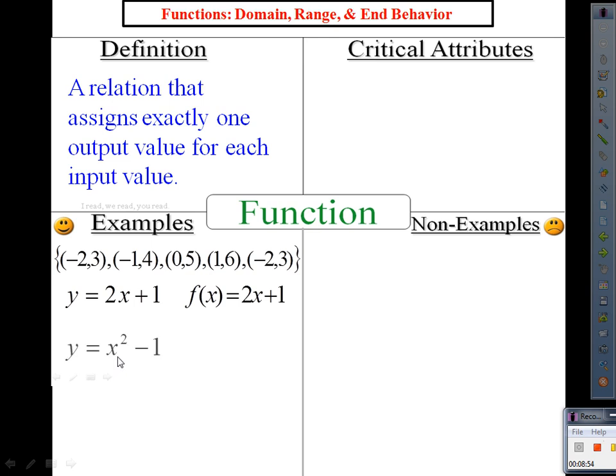Here goes another. y equals x squared minus 1. Tell your neighbor how to write it in function notation, please. How do you write this in function notation? Very good. f of x equals x squared minus 1. Let me show you another one. How about y equals 2 to the power of x plus 1? How do you write in function notation? f of x equals 2 to the power of x plus 1.